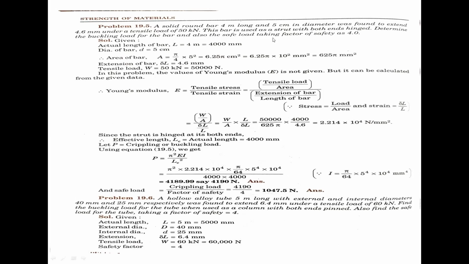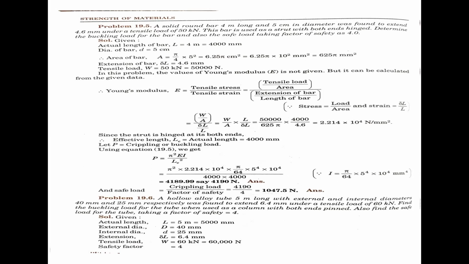A solid round bar 4 meters long and 5 centimeters in diameter was found to extend by 4.6 mm under a tensile load of 50 kilonewtons. This bar is used as a strut with both ends hinged. Determine the buckling load, that means bending load, for the bar and also the safe load taking factor of safety as 4.0.